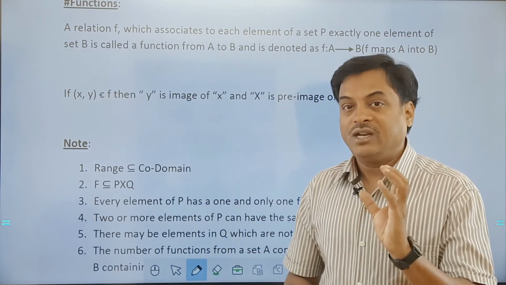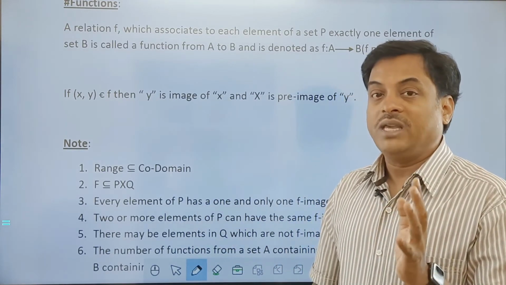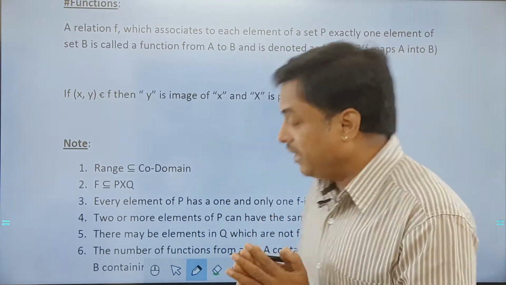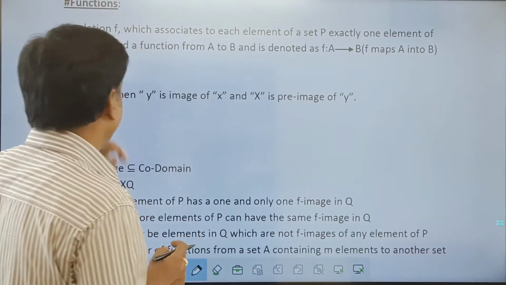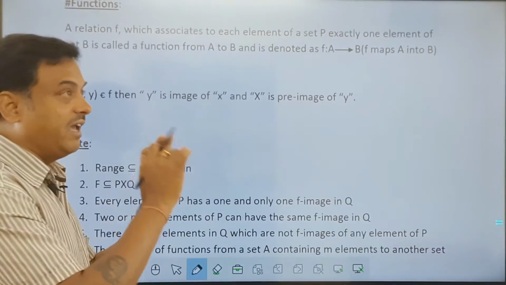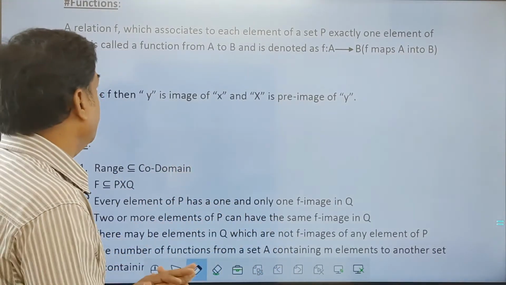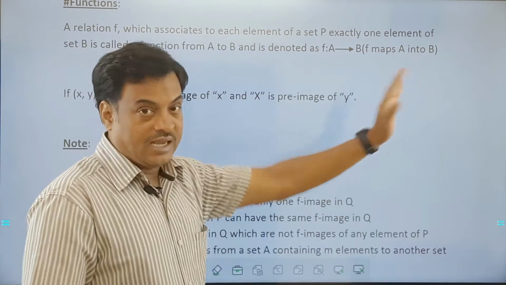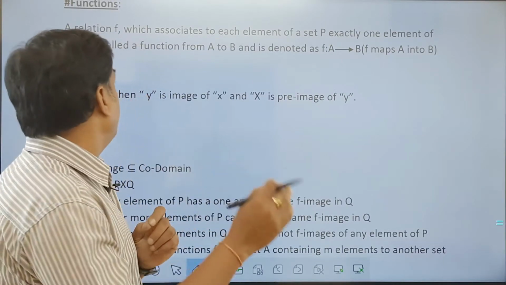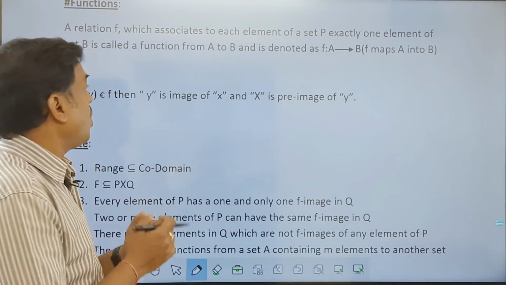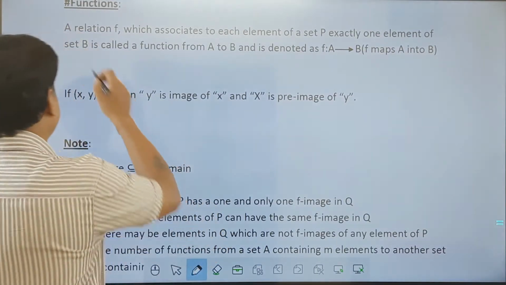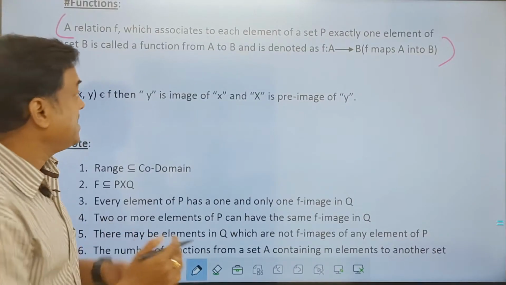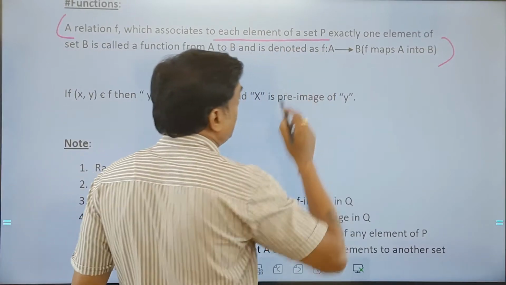So I'll be taking a little extra time here to make you understand the definition of a function. Very, very important. Okay. A relation F. Here the relation's name is F. F represents function. Please take it simple. A relation which associates to each element of set A exactly one element of set B is called a function. Now this point itself is very, very important. It says each element of set P.